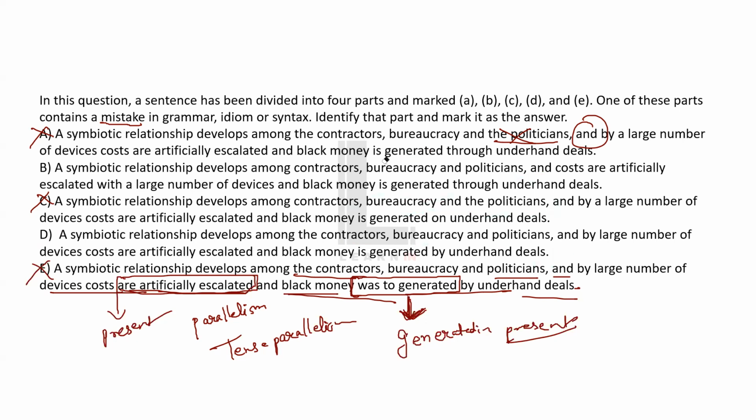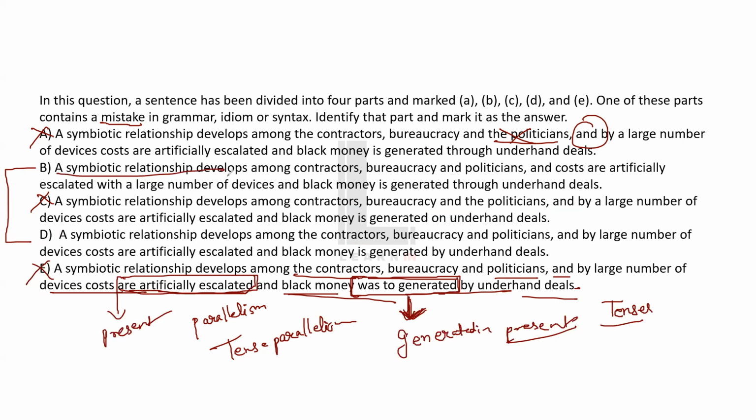Fine. So how did I reach this? I reached this on the basis of "was to be generated". I checked the tenses in each and every sentence. Now B and D are remaining, right? Because I was not finding any differences, I compared the B, D and E options. Now a symbiotic relationship develops.